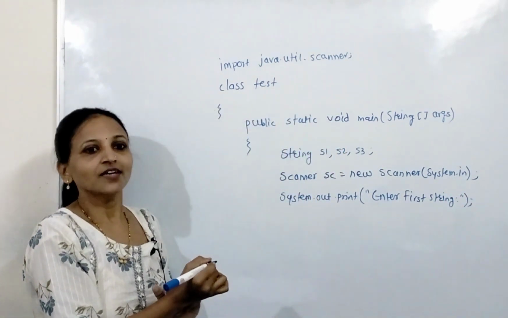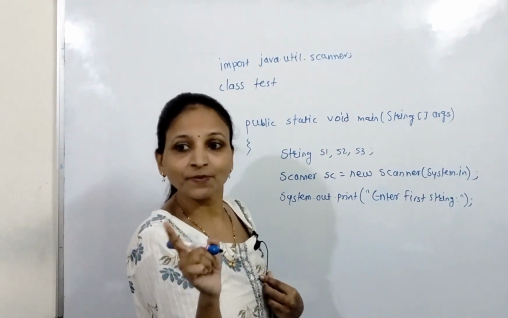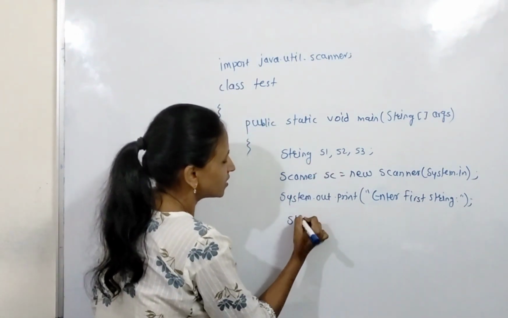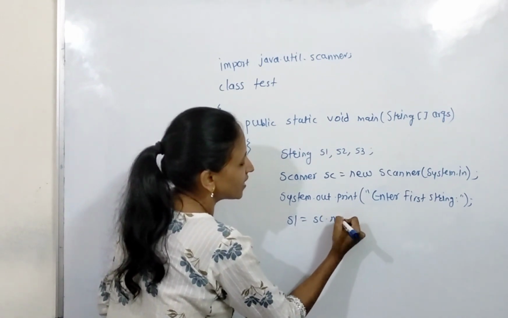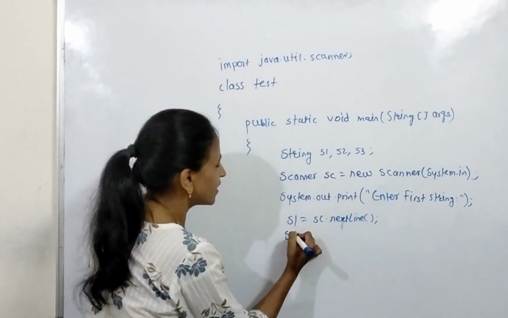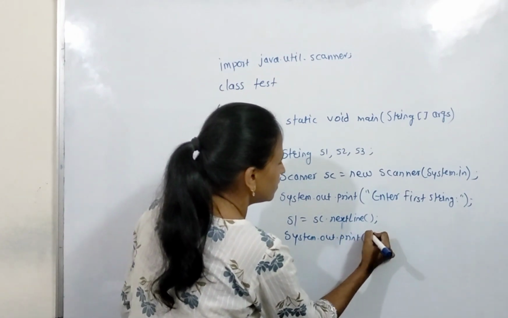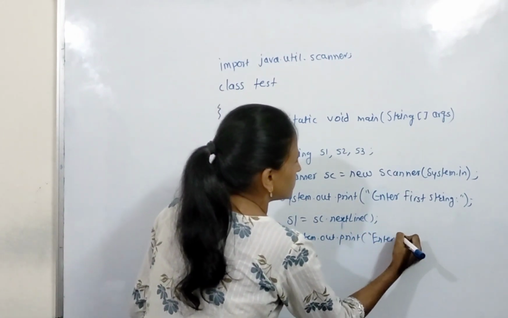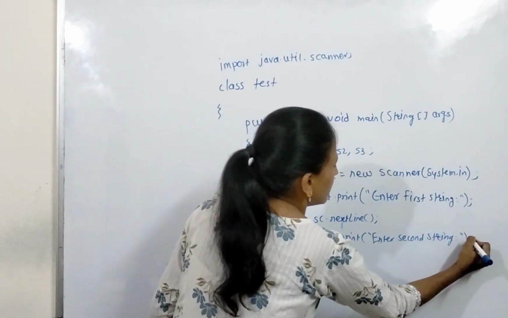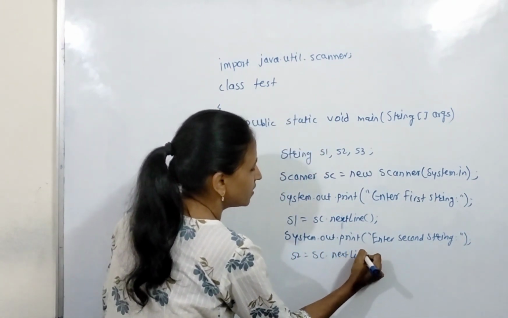Then see, there is a nextLine function of the Scanner class that you can use to accept a string from the user. How to use that? Simple. Here you have to write S1 equal to SC dot nextLine, L capital. Again System.out.print, enter second string, then S2 equal to SC dot nextLine.